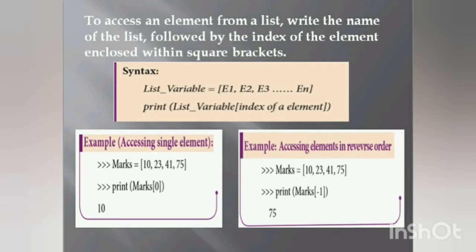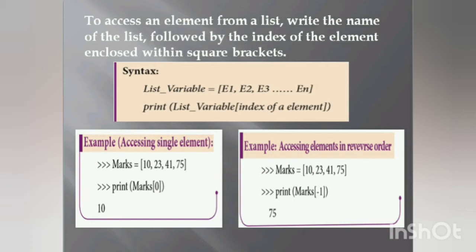Clear? Suppose you have a list of elements assigned to some variable. If you want to access an element from that list, you have to write the name of the list first, then the index of the element, enclosed within square brackets. Now look at the syntax. List variable is equal to, within square brackets, list elements e1, e2, e3 up to en.